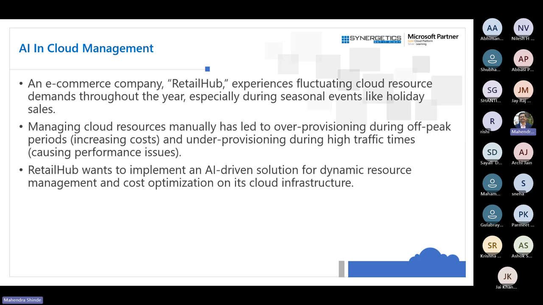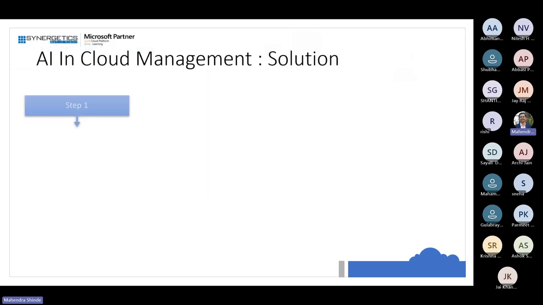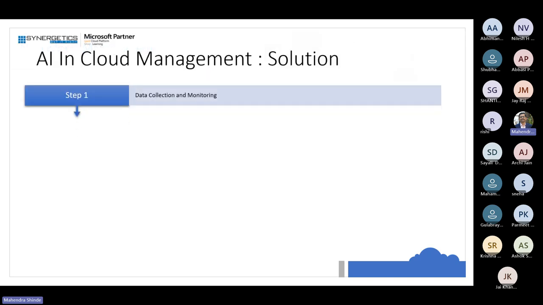If they use an AI-based tool, the AI-based tool will suggest scaling their application up and down based on the holiday sales or holiday season, right? In case they want to use that, what do they have to do first? Number one, data collection and monitoring. They need to collect all the data. Data means, what was the overall system utilization in the holiday season, and what was the system utilization in regular, normal benchmark conditions. Collect the data.